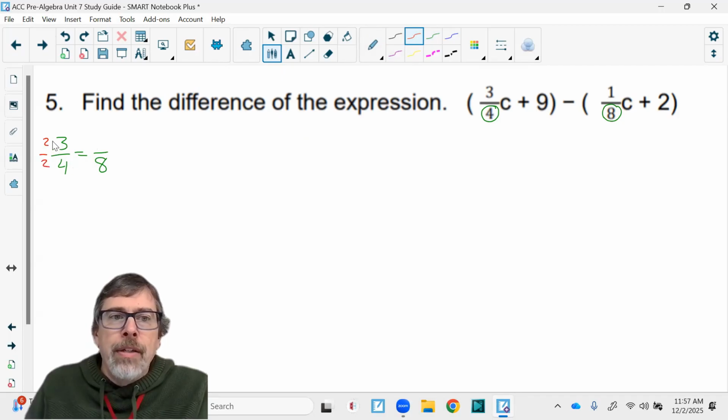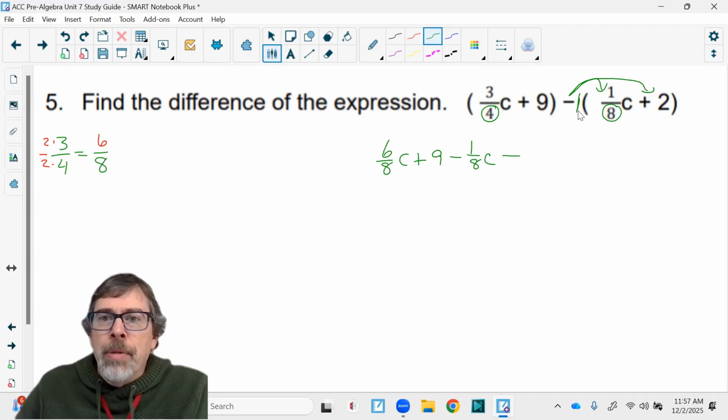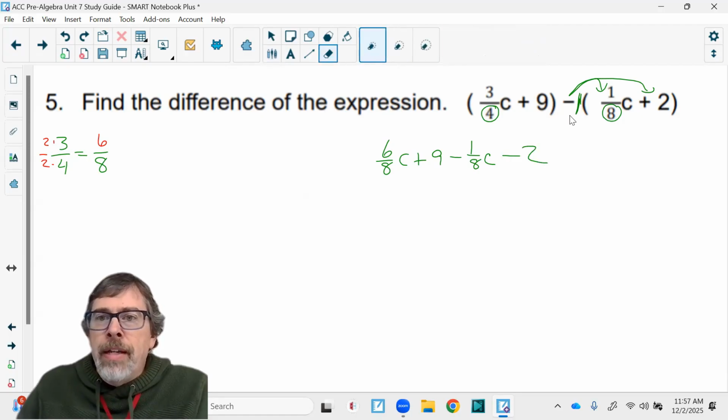2 times 4 is 8. 2 times 3 is 6. Okay, so I'm going to rewrite this as 6 over 8c plus 9 minus, now I'm going to distribute here. A negative times a positive is negative 1/8 c. A negative times a positive is negative, 1 times 2. There is a 1 right here, by the way. 1 times 2 is 2. Always consider that to be a negative 1 times what's in the parentheses when the minus sign is outside. This negative times a positive becomes a negative 2.